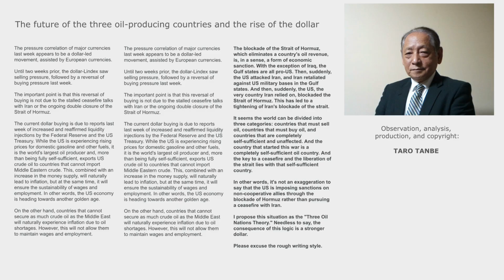It seems the world can be divided into three categories: countries that must sell oil, countries that must buy oil, and countries that are completely self-sufficient and unaffected. And the country that started this war is a completely self-sufficient oil country. And the key to a ceasefire and the liberation of the strait lies with that self-sufficient country. In other words, it's not an exaggeration to say that the US is imposing sanctions on non-cooperative allies through the blockade of Hormuz, rather than pursuing a ceasefire with Iran. I propose this situation as the three oil nations theory. Needless to say, the consequence of this logic is a stronger dollar. Please excuse the rough writing style.